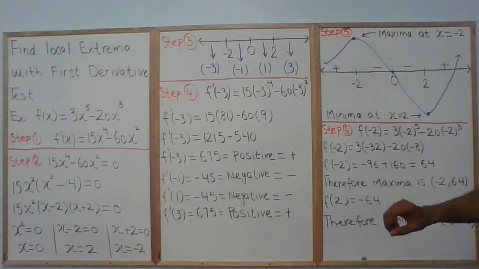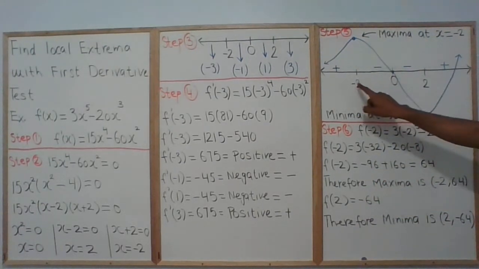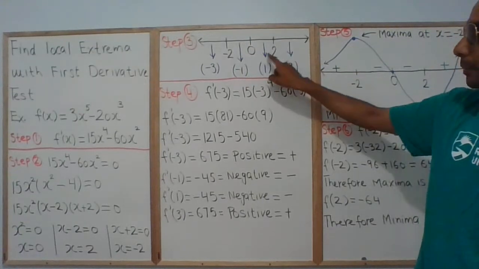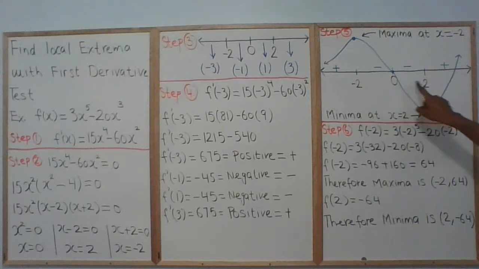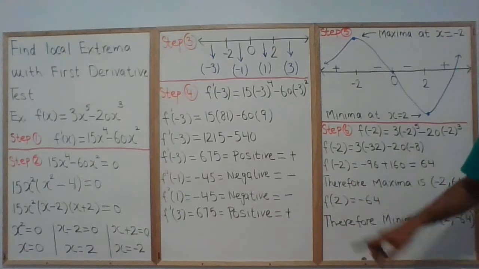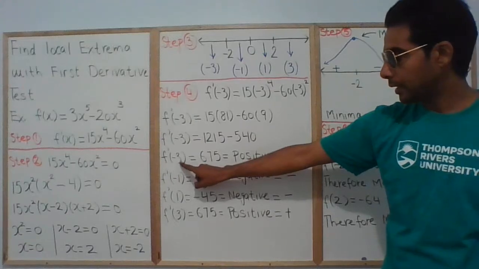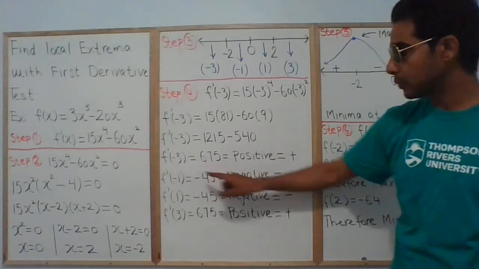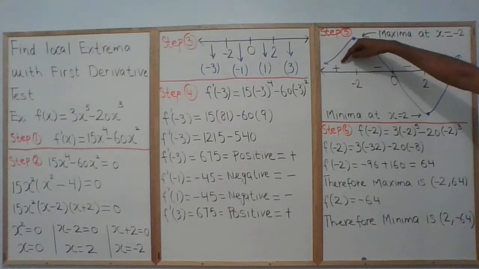Now, again, in step 5, we're going to plot the critical points we got from there on a number line. So 0 is here, negative 2 is here, positive 2 is here. Now we're going to use these signs we just found out. We found out when f dash of negative 3 is positive, so we're going to put a positive on the left side of negative 2.